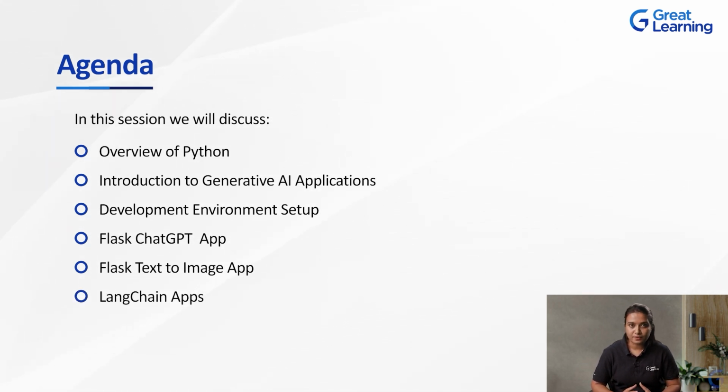Then we will talk about LangChain apps. LangChain is a library available in Python. Why we use it, where we use it. We will also see the application of the same in the case study of LangChain. Right? Why wait? Let's quickly start this session. Now, let's start with the first topic, overview of Python.